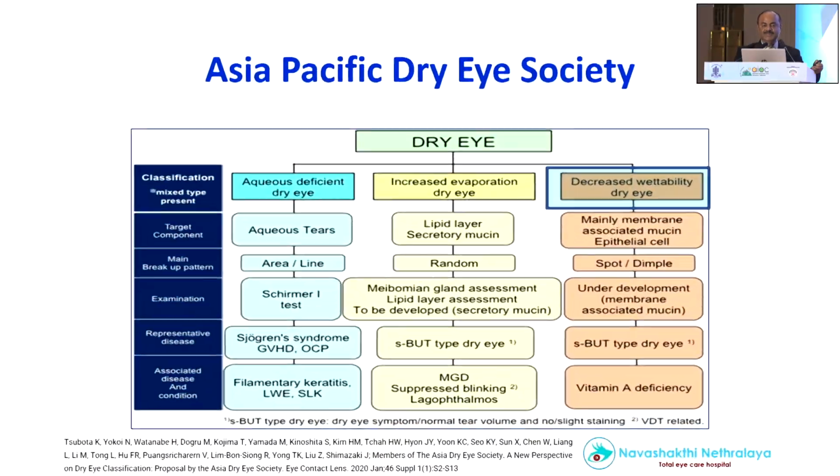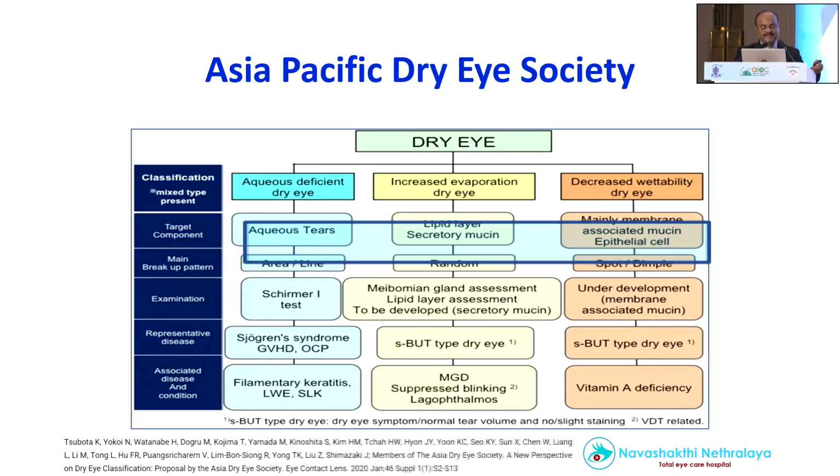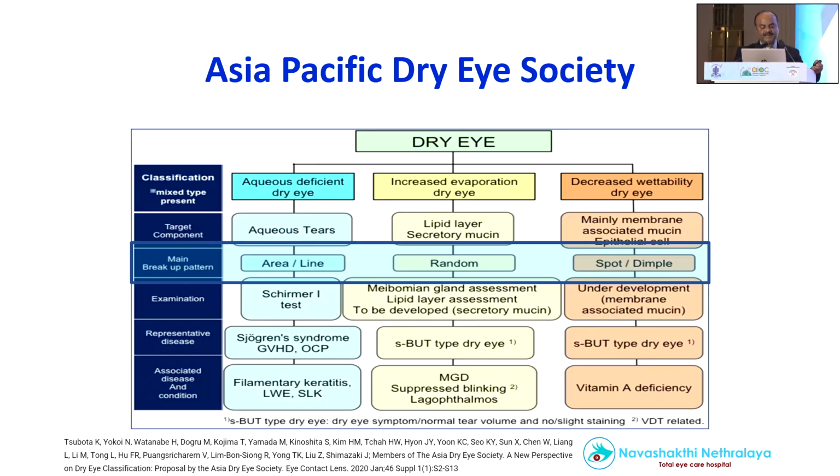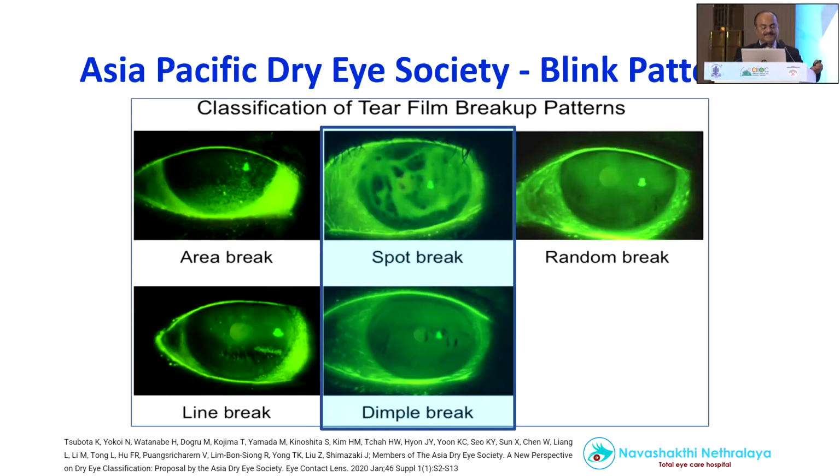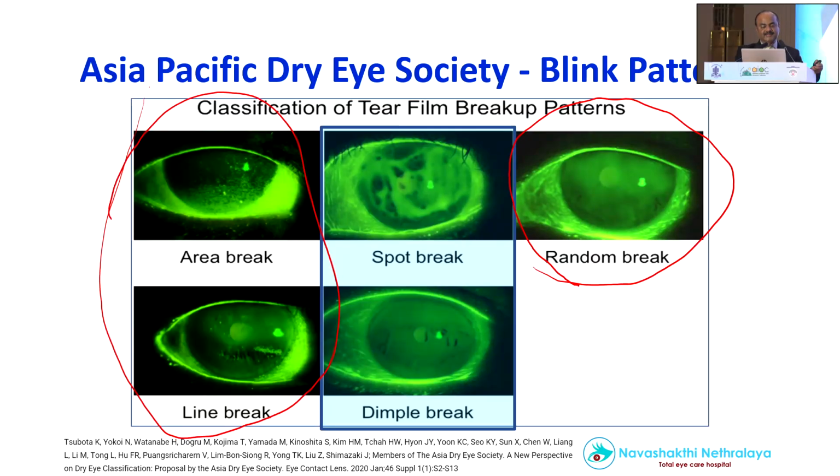Now come two questions. I am a clinician and I don't have access to all these things. What do I do? The Asia Pacific Dry Eye Society has proposed something very well, wherein they have classified the staining patterns into area, line, random, and spot or dimple. Based on this, you can make your diagnosis, because aqueous deficient eyes are more prone to more dry eye after surgery. If you look at it, these random breaks are the commonest, found in the evaporative type. The area break or the line break, simple staining can give you these results. These are found in aqueous deficiency.